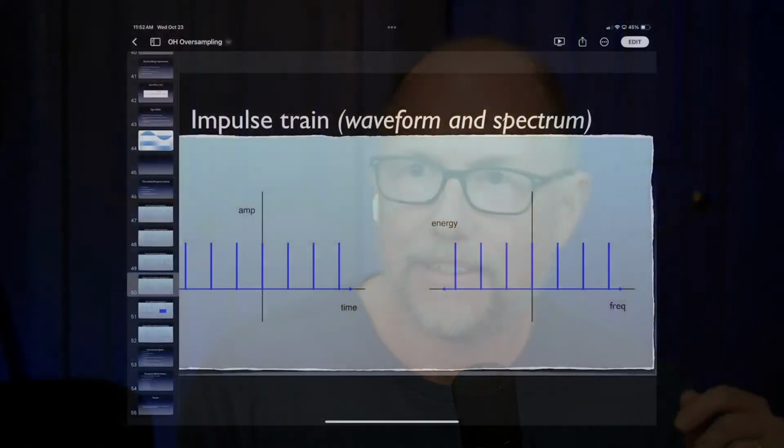So that's an impulse. And then a sample is, once we've sampled audio, we have a series of impulses, or what engineers would call an impulse train.